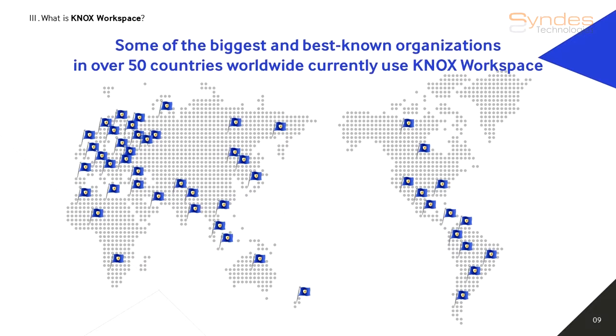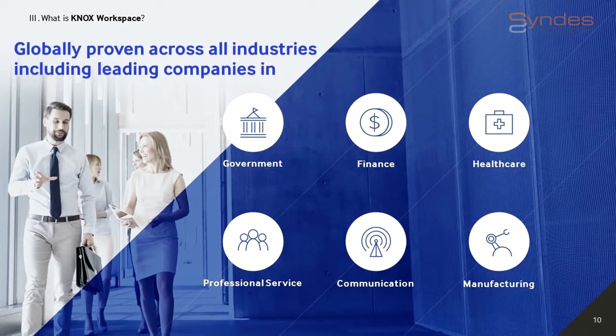In particular, some of the prominent government departments and agencies requiring the highest level of security and some of the largest multinational enterprises have approved and adopted Knox Workspace as their mobile security solution of choice. Knox Workspace is designed to meet the very stringent needs of highly regulated industries including government, financial services, and healthcare. But on the other hand, it is proven to be an ideal solution in professional services, communication, manufacturing, education, and other industries. That's because security is the foundation of enterprise mobility regardless of industry.